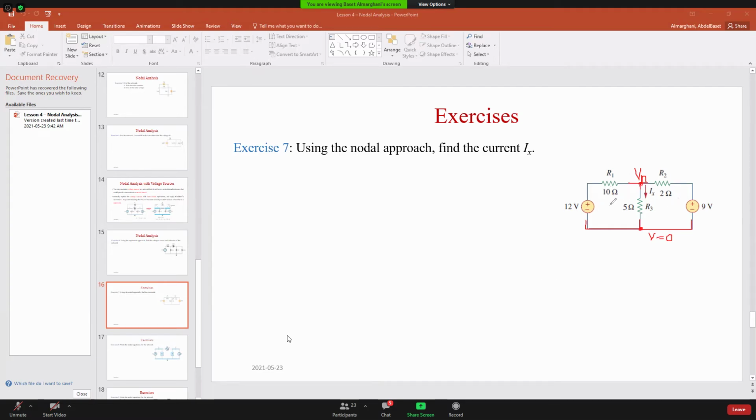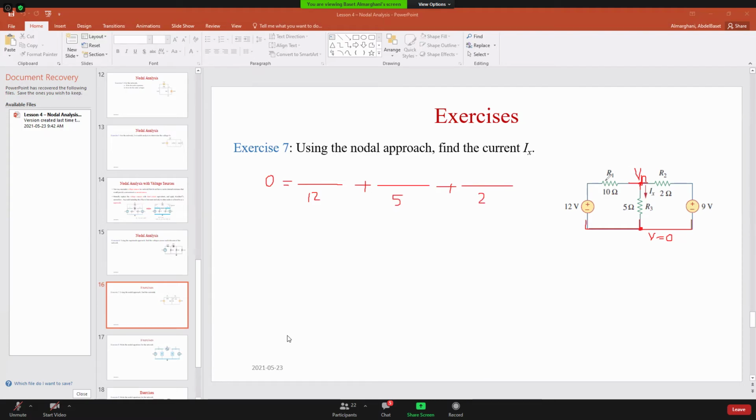I don't know the currents leaving or coming, so I'm going to assume they're leaving. So the sum of the currents equal to 0. The entering current is 0. Leaving currents, I have 3. So I'm going to have 3 Ohm's law. I'm going to find voltage divided by the resistance. So this is 12, this is 5, and this is 2.